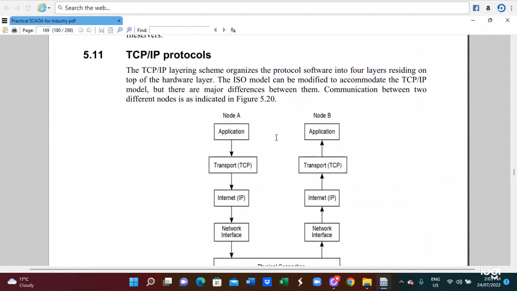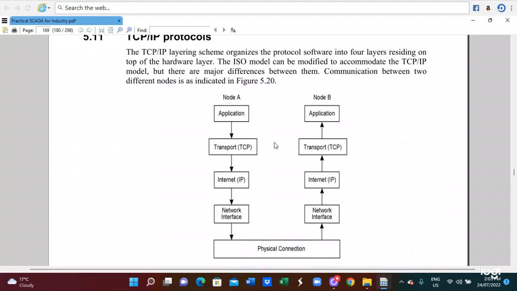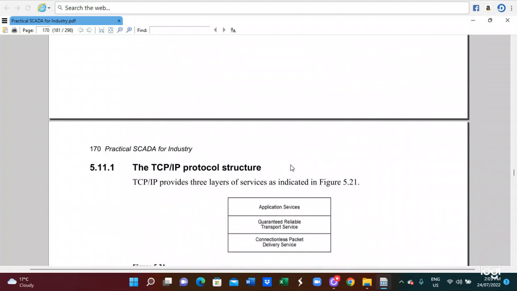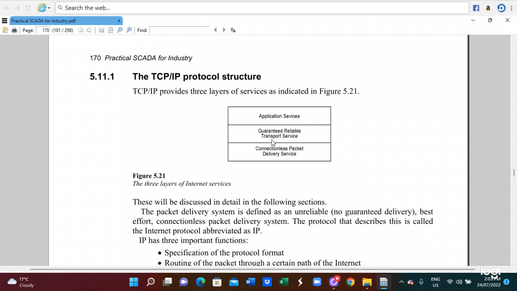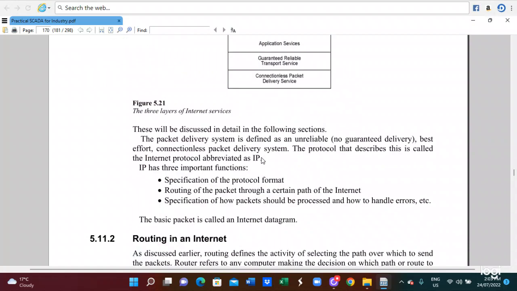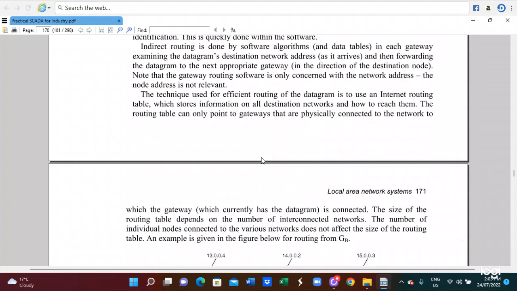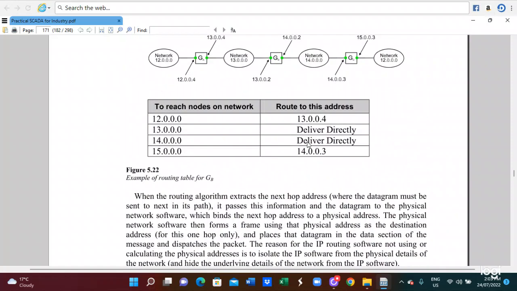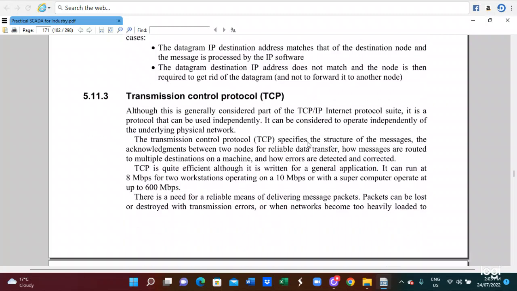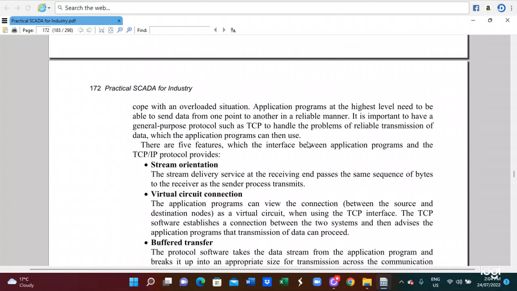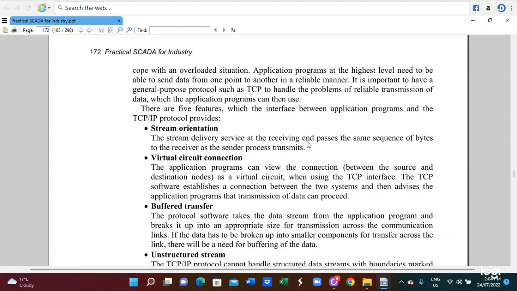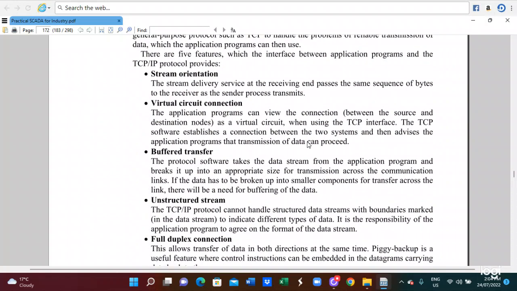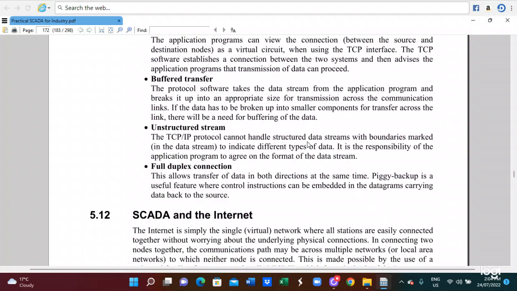Also, we have to follow the TCP/IP protocol. Application, transport, Ethernet, network interface. Also, this is the TCP/IP protocol, with application service and connection like this. Also, routing to the Ethernet system. So this is the Ethernet server, routing to the processor network. Routers are also included. Also, we are using the transmission protocol TCP. So this is how the stream orientation, virtual circuit connection, buffered transfer, structured stream, and full duplex connection work.